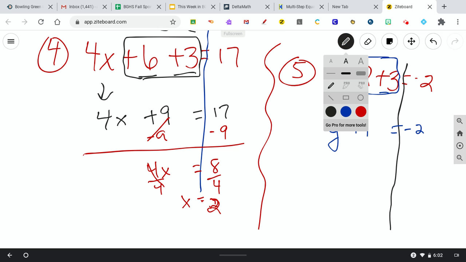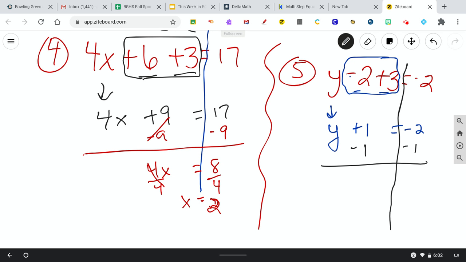Well, now I'm just doing my two-step work. Minus 1, minus 1. And it cancels. I get y equals negative 2 minus 1 is negative 3. And there's my answer.